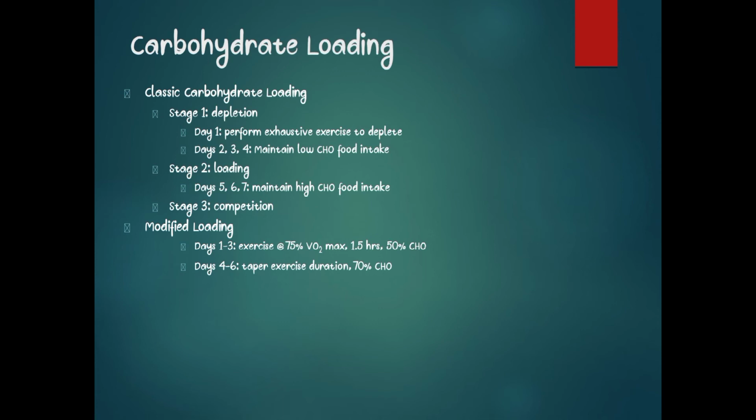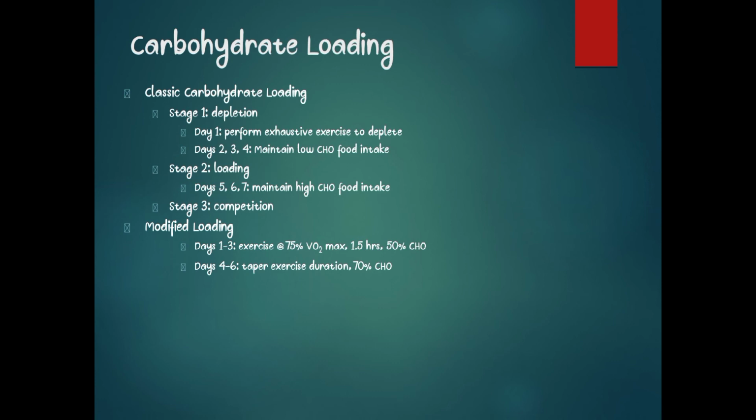exercise to deplete the carbohydrate level in the body. So in stage 1, we are doing more exercise and the carbohydrate level is going down. On days 2, 3, and 4 in the classic loading, we maintain low carbohydrate food intake. In stage 2, the loading phase, we maintain high carbohydrate intake and decrease our exercise intensity. And stage 3 is the competition day. We are doing it in a classic way, but we don't have any specific data measuring the intensity.